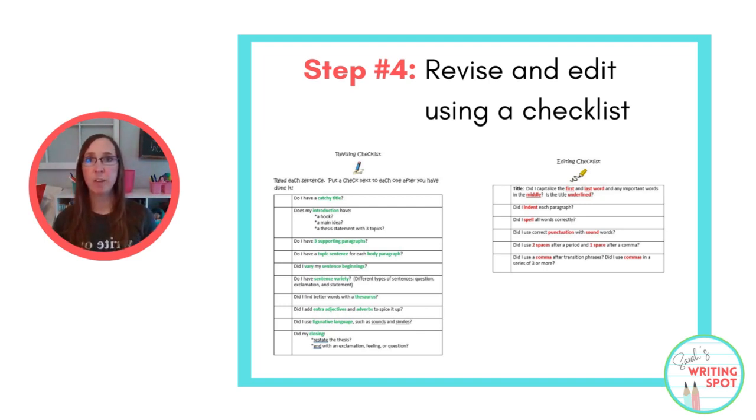Revising is making sure you've got all the parts that you need, making sure you have sentence variety. Do you have a hook? Did you put a question in your essay to make it interesting? So those are just, do you have the basic components of your essay? That's what revising is. Editing, on the other hand, that's just polishing up the spelling, capitalization. Did you indent? Did you underline the title? That's just polishing it up.